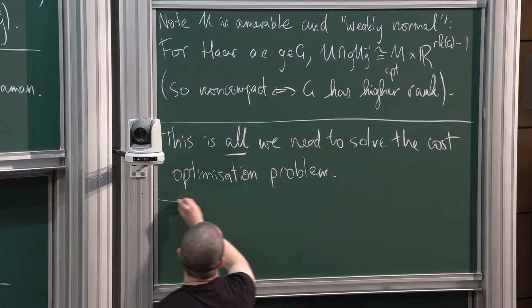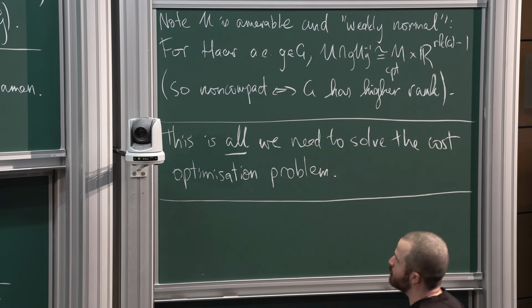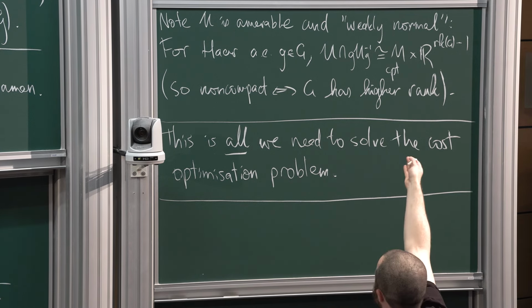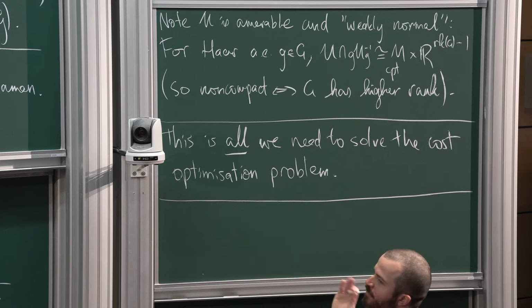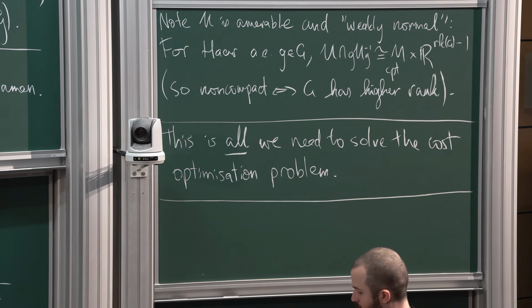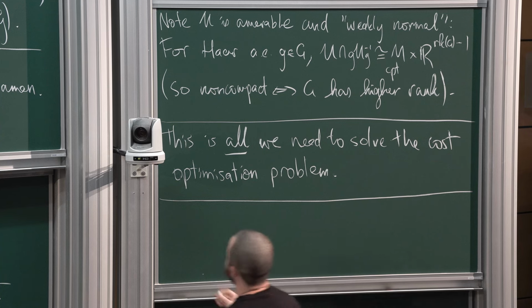So let me tell you what I really mean. I've mentioned these properties of amenability and this weak normality. How do they actually manifest in the IPVT? So this is the theorem that we prove.